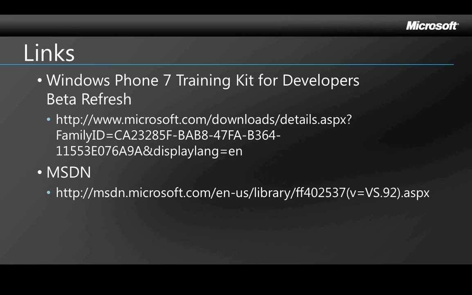What I showed you was a stripped down skeleton demo. It doesn't even have error handling, so you'll want to look at more examples to see something more polished, more like what you'd really want to do. A very nice example is available in the Windows Phone 7 Training Kit for Developers, the Beta Refresh, which you can download from this link. And the second link here is to the MSDN documentation with sample code.